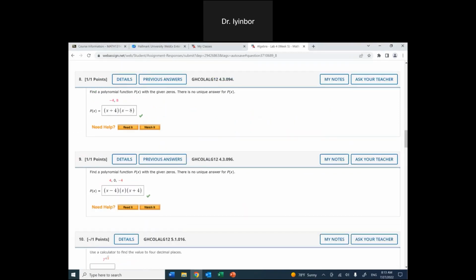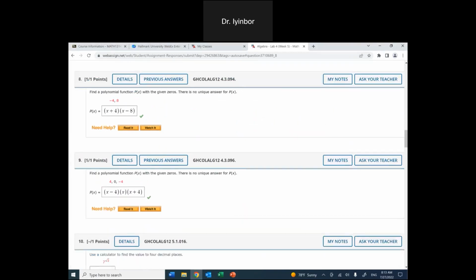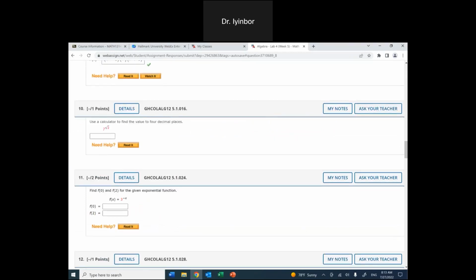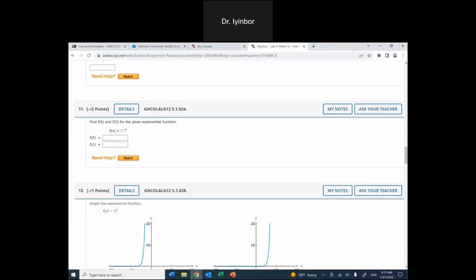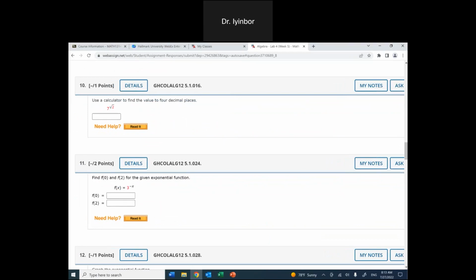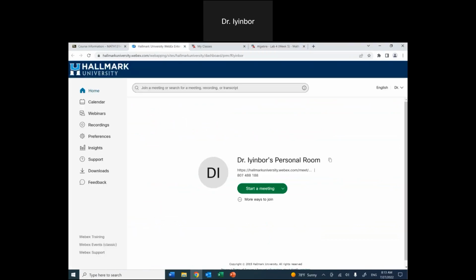Okay, then you go into the next one, number 10. For number 10, you have to use the calculator, and for number 11, you need to use the calculator. So how do you do that? Just plug it in exactly like that. So I'm going to show you the calculator. I'm just going to explain how to do it.